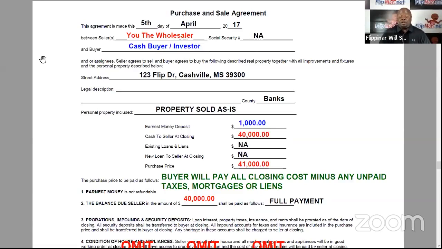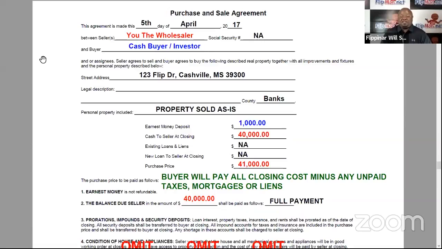So I use the same contract, or they both are purchase and sale agreements. It may not be my contract, because the buyer may want to use what they want to use, and I just have to agree to it, but it's still going to be two purchase and sale agreements. Okay, so I'm the seller, and the cash buyer is the buyer. I don't use "end buyer," can't stand the word. The cash buyer, the investor, everybody knows what that is.